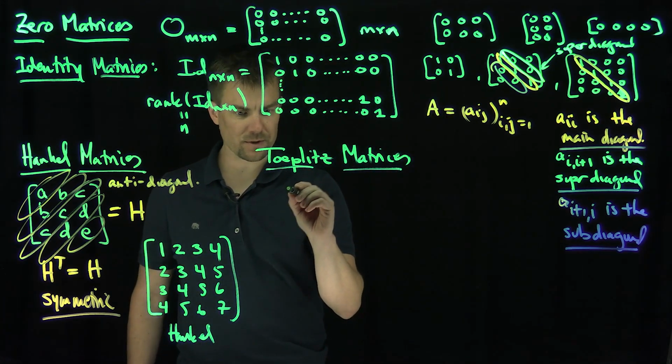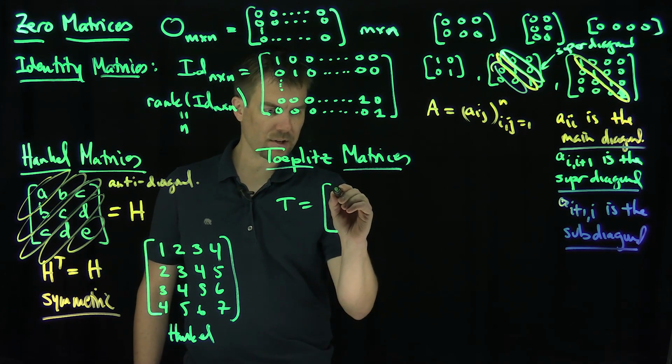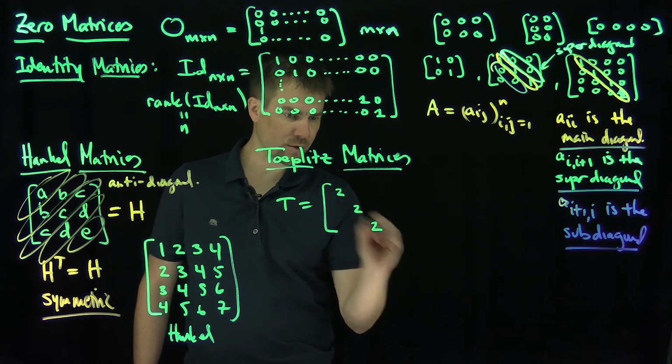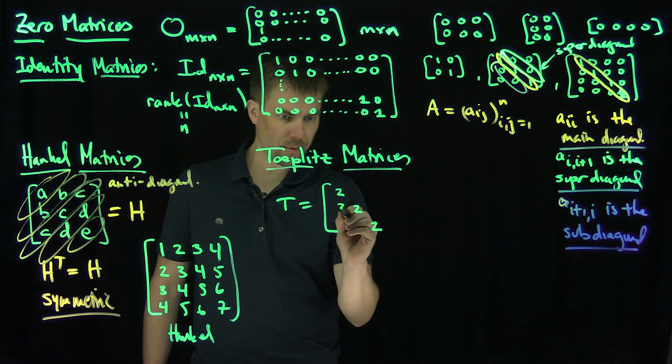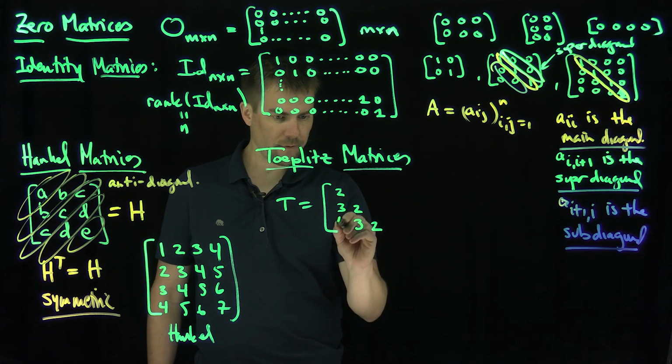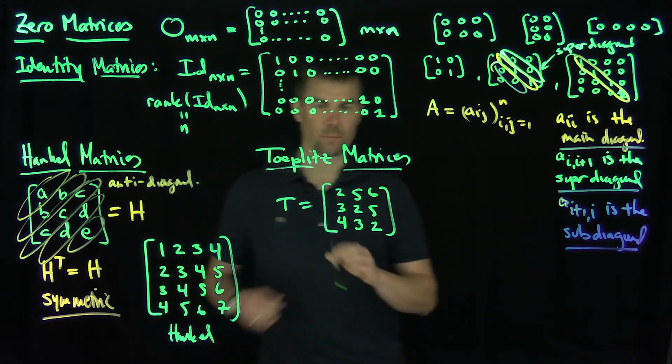So for a Toeplitz matrix, let me give you an example. We'll call this matrix over here T. And what I'm going to do is say this is going to be a 2, a 2, and a 2. Then I'll put a 3 over here and a 3 over here, a 4 over here, a 5 over here, and a 5 over here, and a 6 over here. That's an example of a Toeplitz matrix.